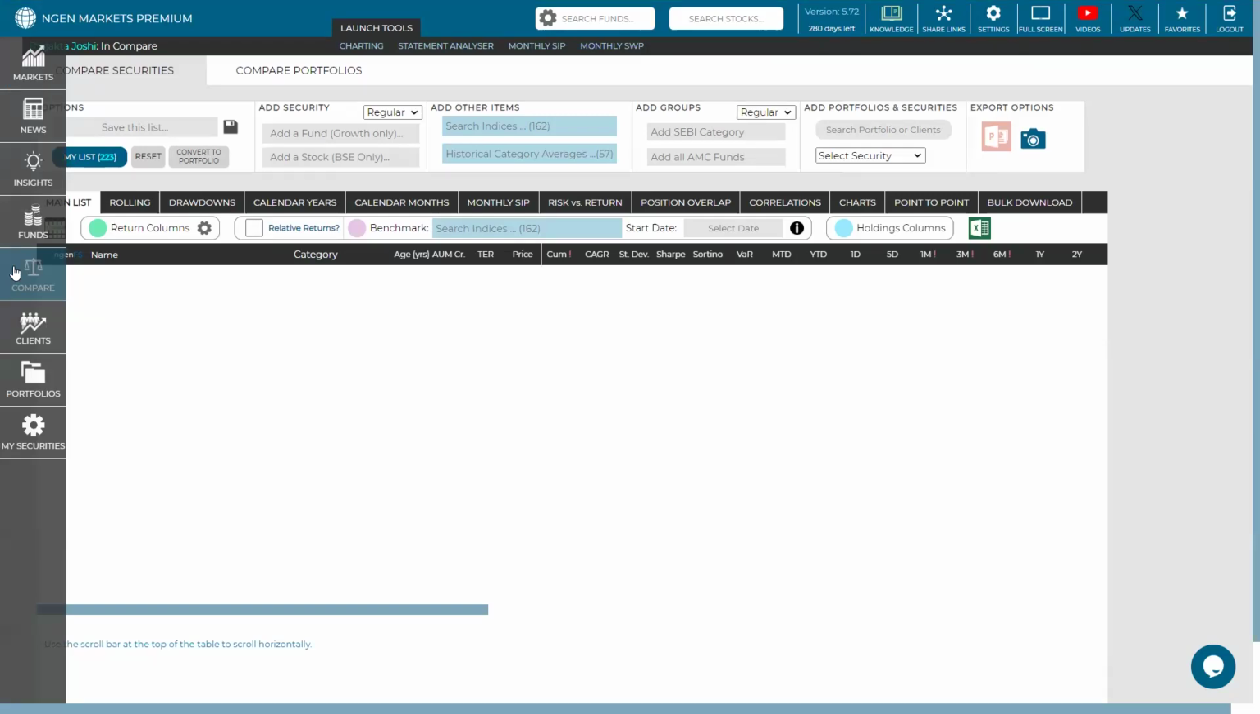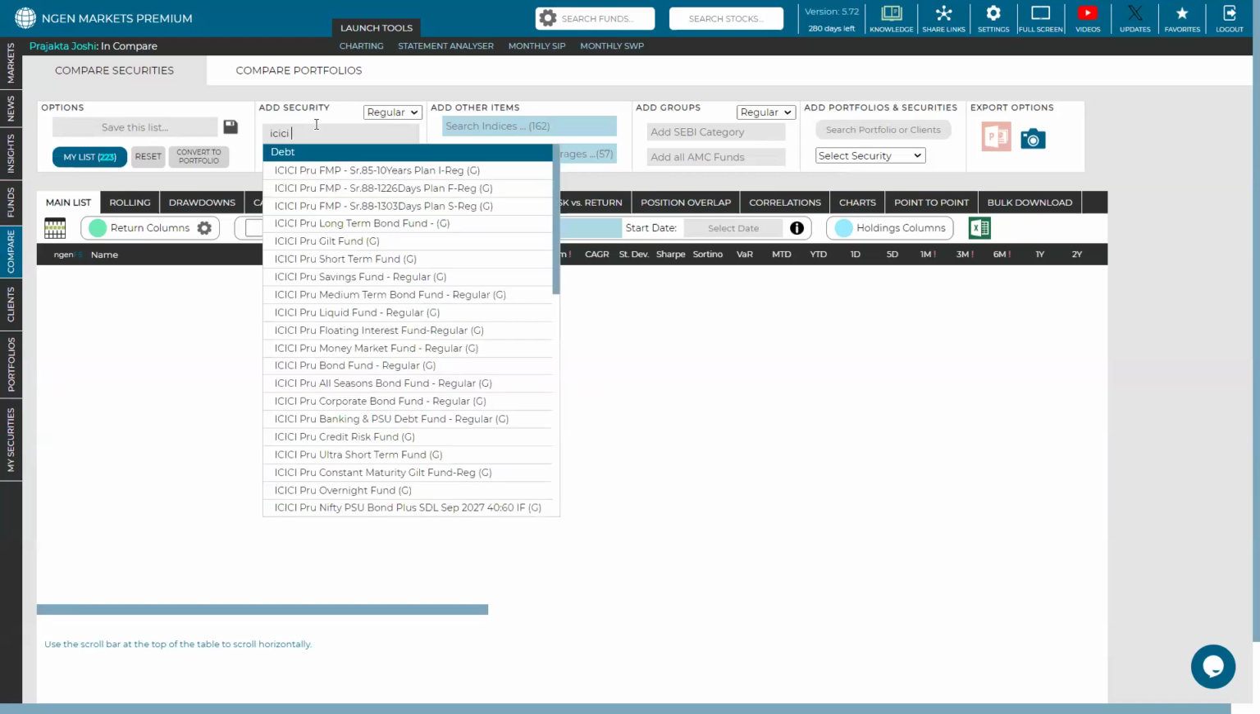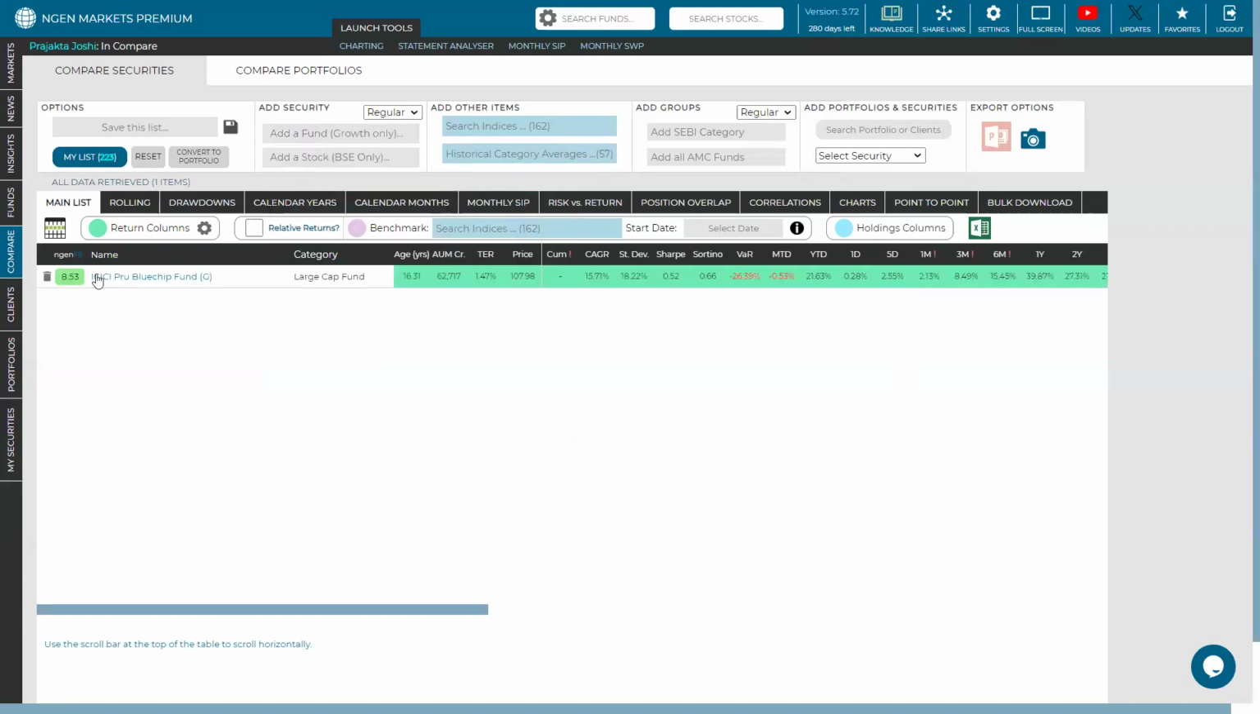To do that, I'll load a fund in the compare section tab. So to load that, you typically go here at the top and let's load in, let's say, ICICI Pru Blue Chip. You choose that. The moment the fund gets added, you will then move to the rolling returns tab to do a detailed rolling returns analysis on this particular fund. We have a dedicated tab which caters to only rolling returns, right?